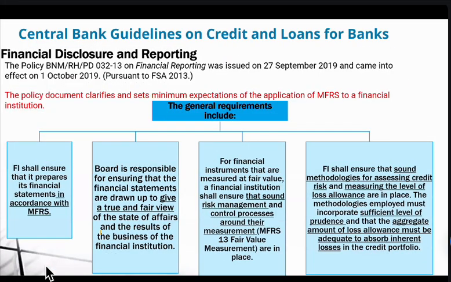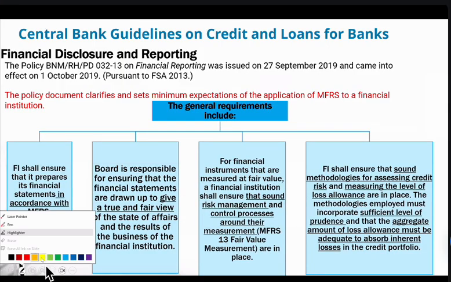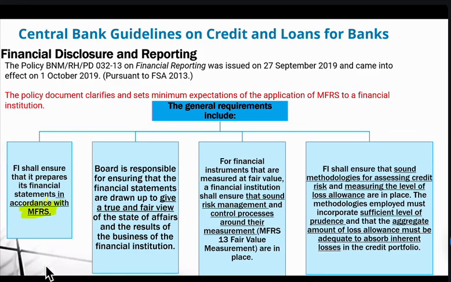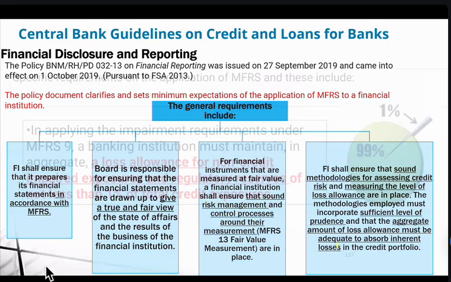This one, don't have to worry about it too much. Just follow the accounting rules as per MFRS. Give a true and fair view. They have a sound risk management process to control their measurements. They must ensure methodologies for assessing credit risk and measuring the level of loss allowance are in place. And they must incorporate a sufficient level of prudence, and the aggregate amount of loss allowance must be adequate to absorb inherent losses.